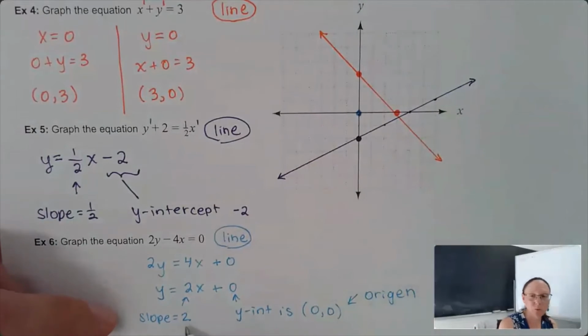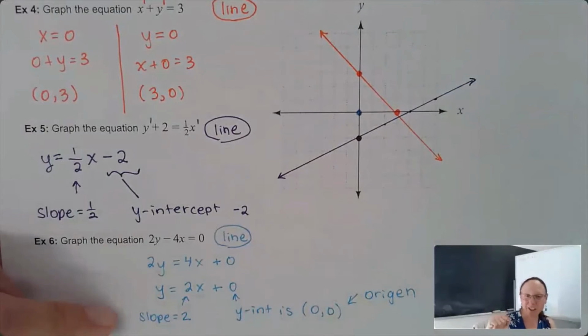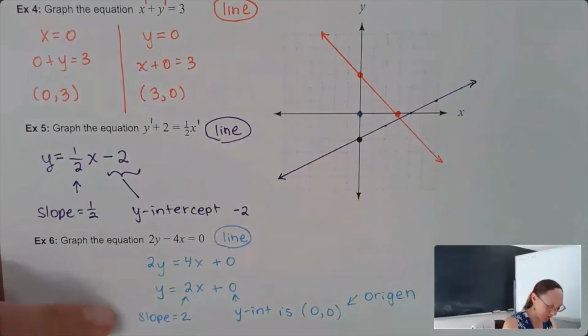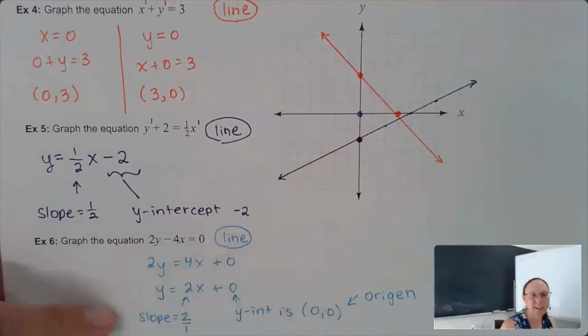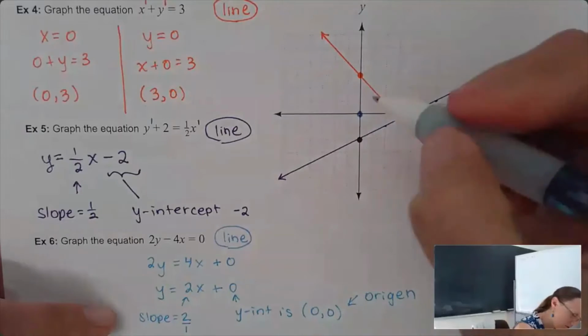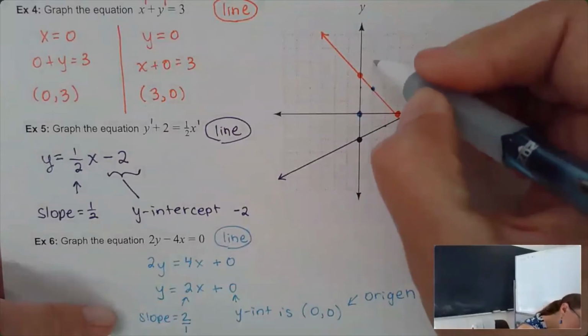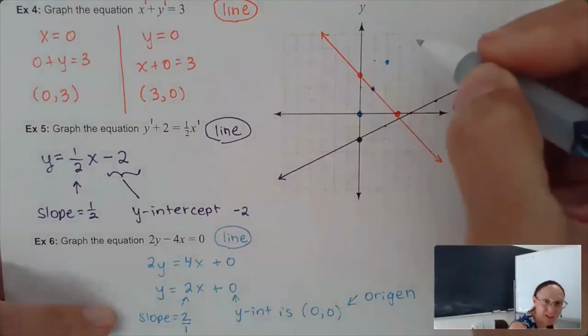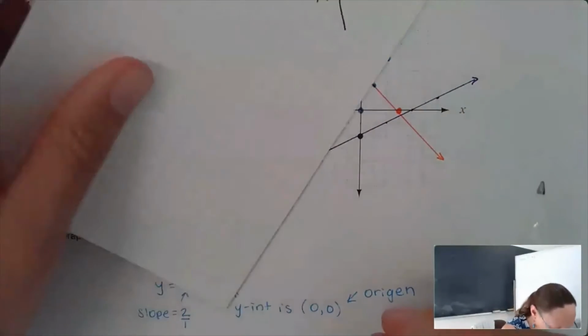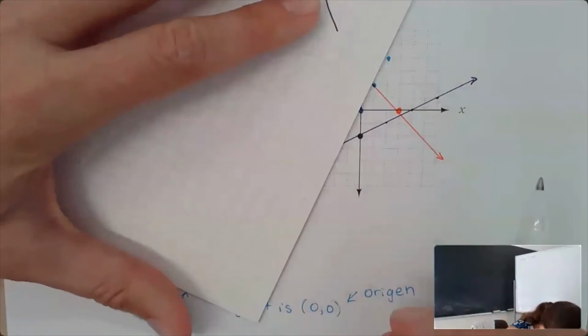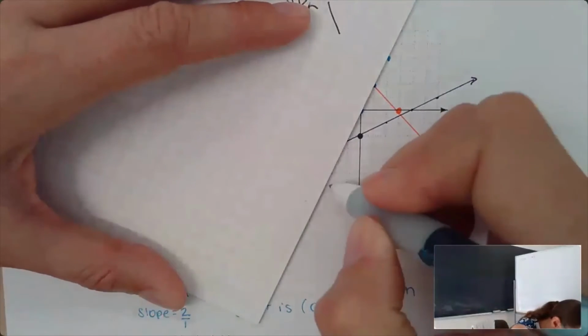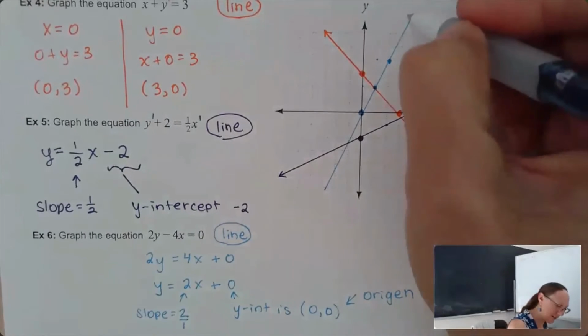A slope of 2 doesn't have a nice fraction for us to work with, right? It doesn't have a nice fraction, but we kind of have to imagine the fraction in there. That 2 is really a 2 over 1, which is saying move up 2, 1 to the right. So if I start at the origin and I go up 2, 1 to the right, up 2, 1 to the right, and then I connect my dots there, staying up 2, 1 to the right, we're going to end up with something that kind of looks like this.